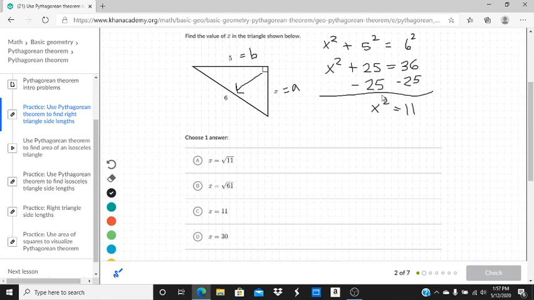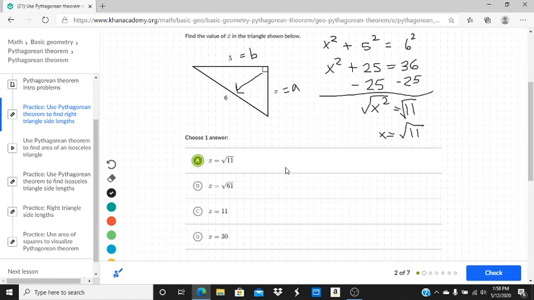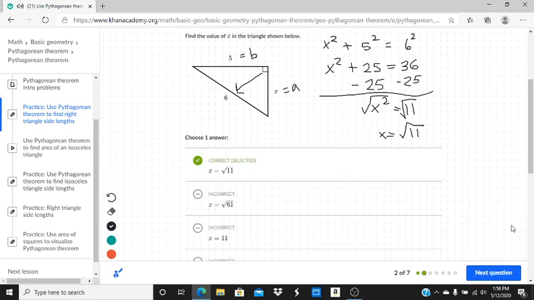To figure out what x is, I have to take the square root of x squared, and if I take the square root of one side, I have to do that with the other side. So x is equal to, now 11 is not a perfect square, so we're going to just leave it as the square root of 11. Can't really simplify that one either. So x is the square root of 11, choose A, check our work, more energy points.